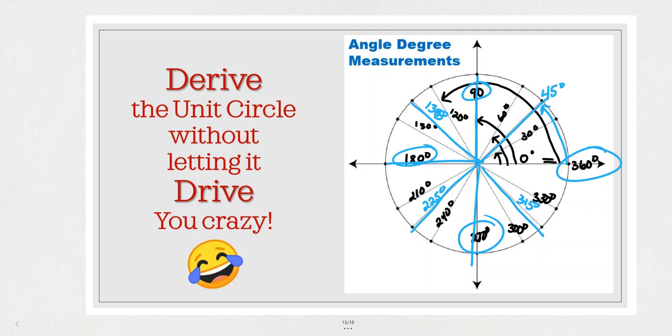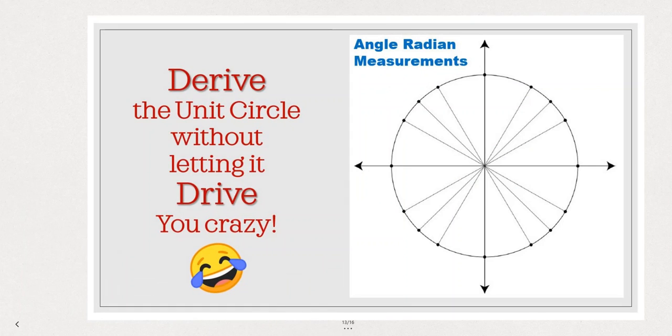We could also do the angle measurements in radians. If we know that we're starting with 0 radians, and if we went all the way around the circle, that's 2 pi radians because of the circumference of a circle. Circumference is 2 times pi times the radius. If the radius is 1, the circumference of this circle is just 2 pi. So if I went all the way around, that radian measurement would be 2 pi.